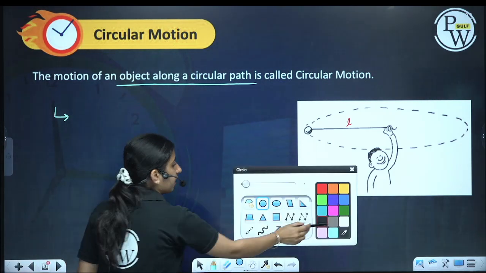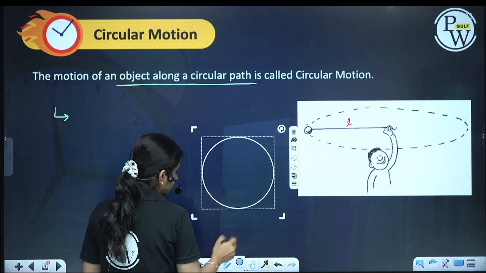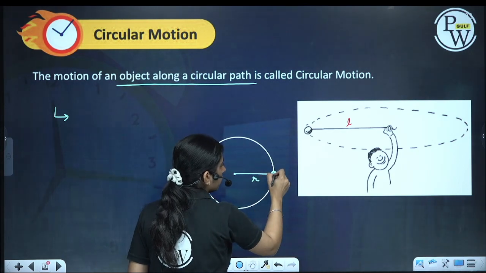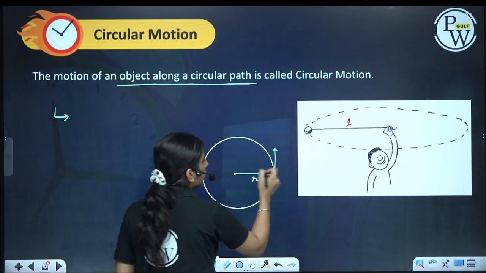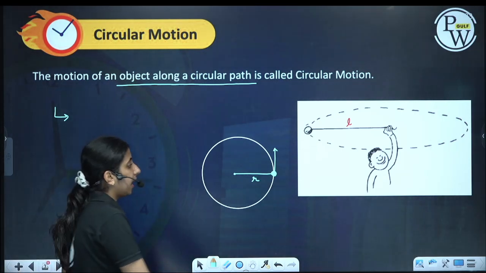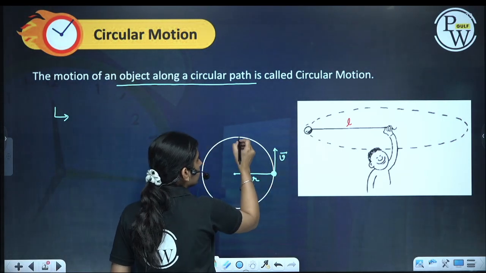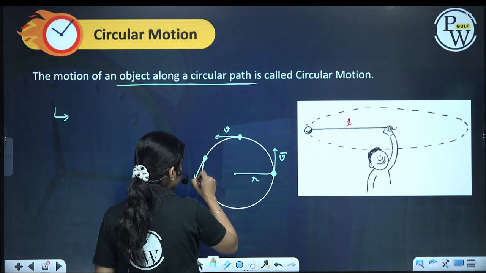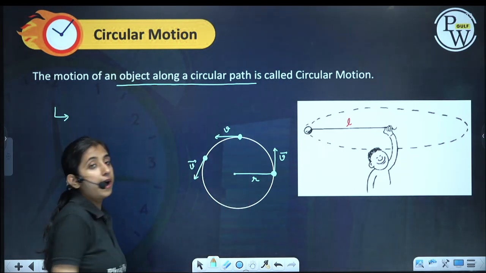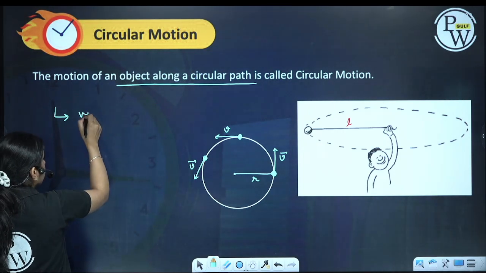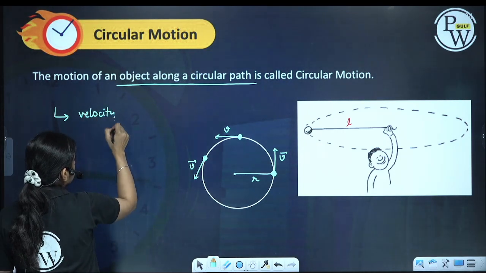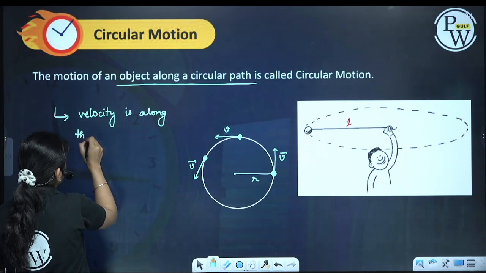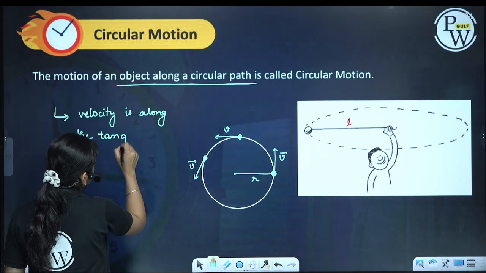Now how do we define velocity? Suppose I have a particle moving in a circle of radius r. So velocity is tangent to the path. At this point this will be my velocity vector, similarly like this. So at every point velocity is along the tangent to the path.